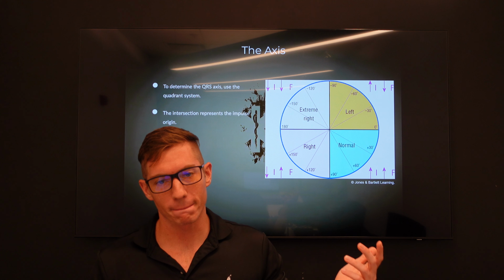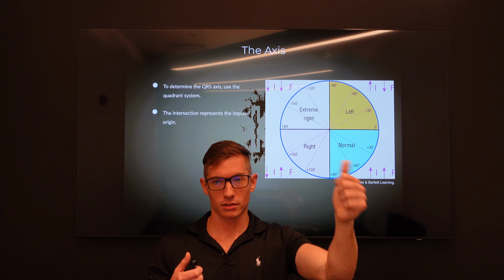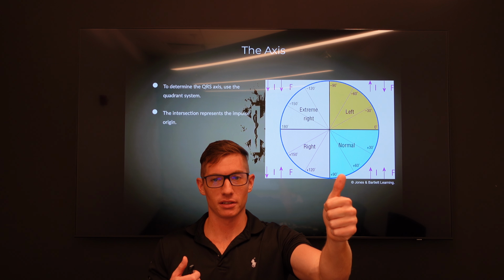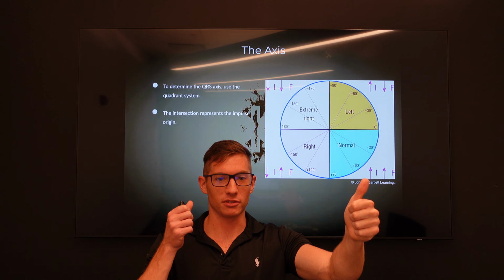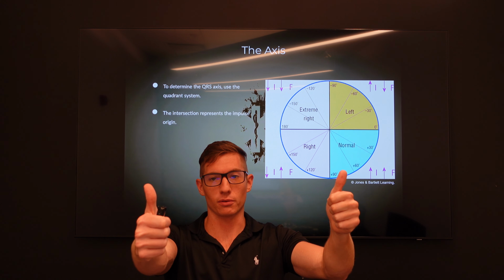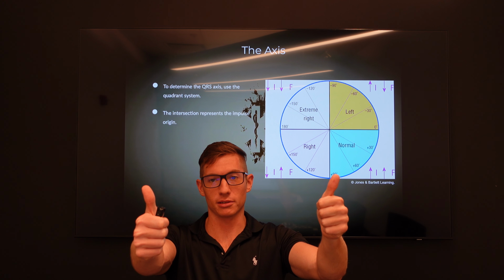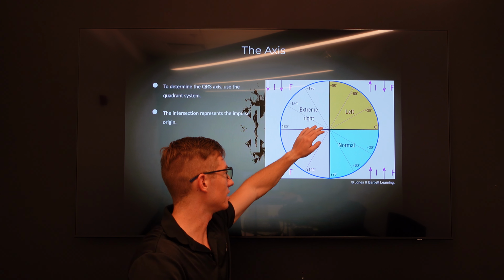All right, so if you look at lead 1 and you have a positive, then you're good. And if you look at lead AVF and it's going up as well, positive just like your thumbs, then you are headed in the normal direction.